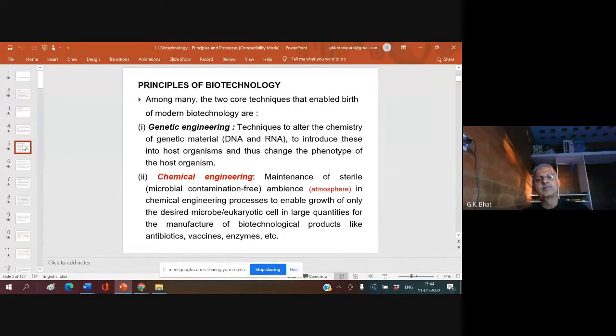What is the principle here? Genetic engineering involves techniques to alter the chemistry of genetic material. What do you mean by altering the chemistry of genetic material, the chemistry of DNA and RNA? In the genetic engineering technique, the chemistry of genetic material, DNA and RNA, is altered.